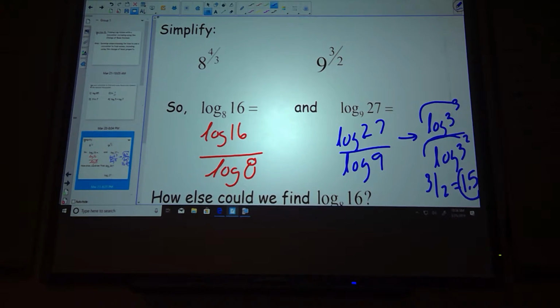Could you do it on a calculator? Would it give you 3.5 or 3 over 2? Yes. Would it give you 1.5? Yeah. It'll give you 3 over 2 if you know to change the fraction.